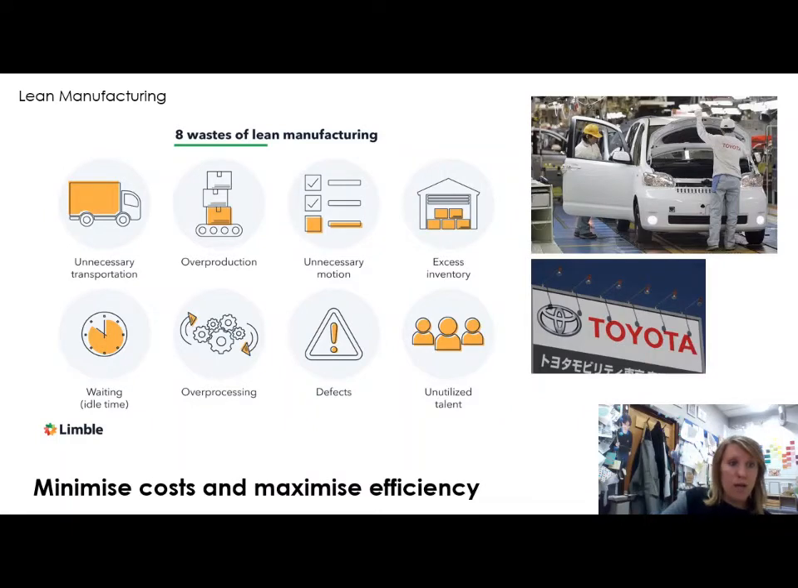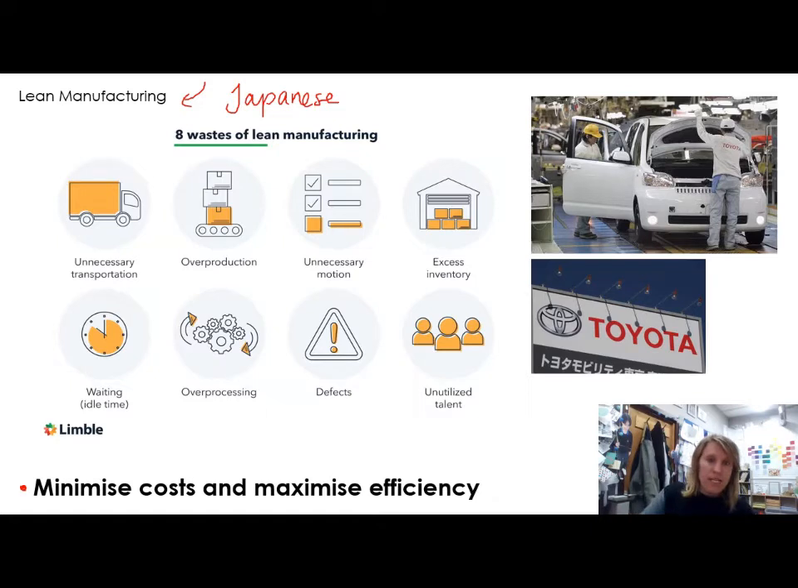Okay, the next thing we are going to talk about is called lean manufacturing. And this is actually a Japanese kind of manufacturing technique. And the idea of this, you might want to be writing this down, is to minimize costs and maximize efficiency. So they look at all different areas of the manufacturing process and they think about how they can make it as lean, as streamlined, as efficient as possible.